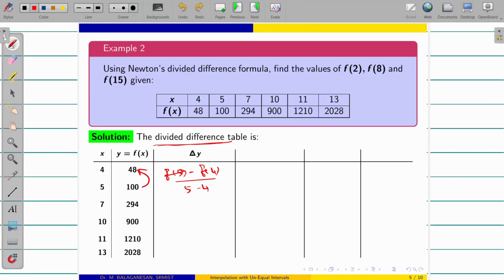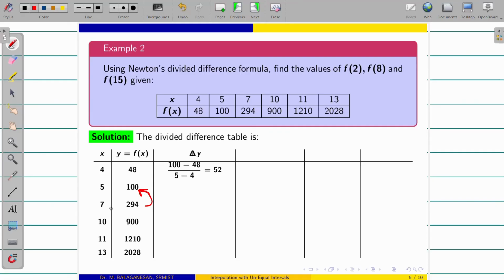I'll give you one shortcut way here to understand this concept. Directly subtract this and this. This is f of b minus f of a. 100 minus 48, this is what we will do in a normal difference table. But in a divided difference table, you should divide by the difference of the arguments, 5 minus 4. This minus this divided by this minus this. Similarly, that's it. So what will be the value? We are getting 52.